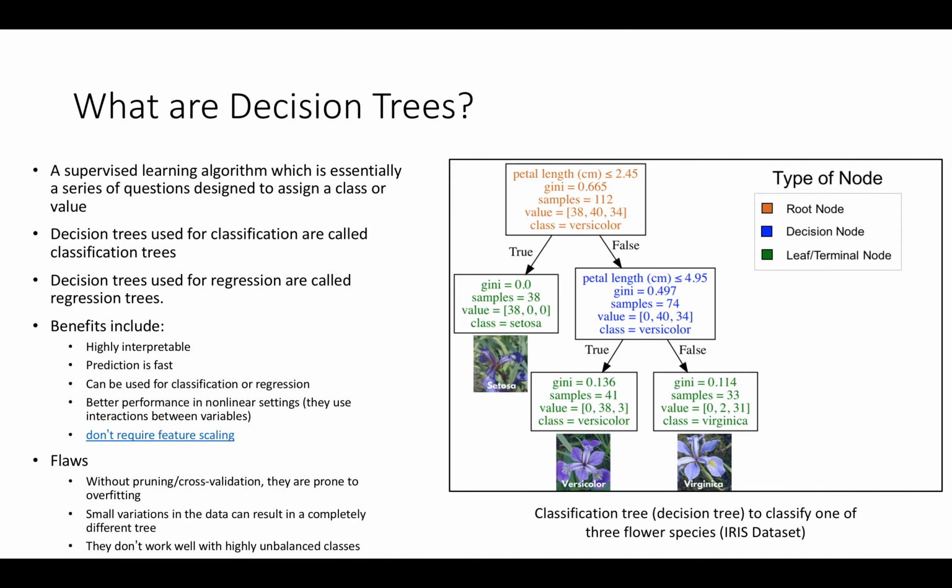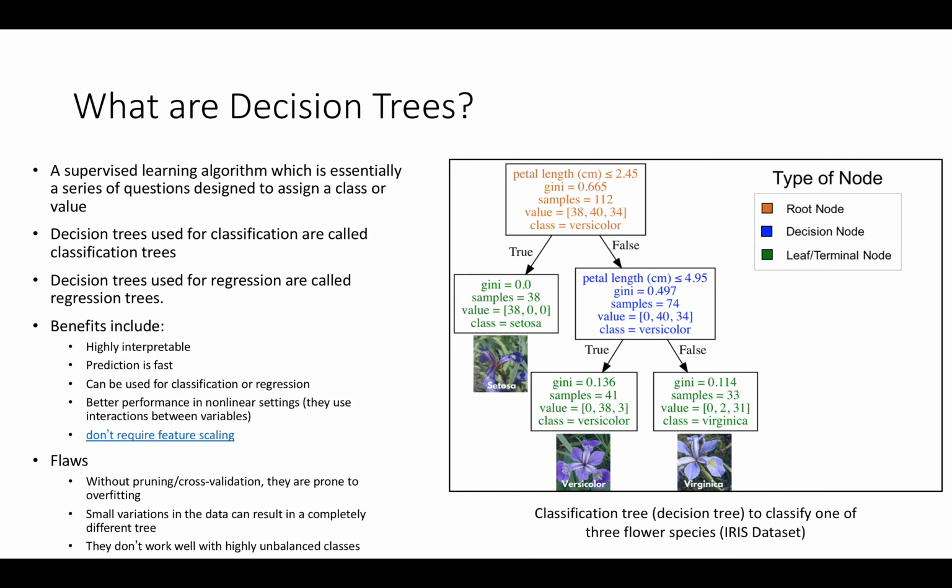As far as flaws, without pruning or cross-validation, they're prone to overfitting. Small variations in the data can result in completely different trees, and they don't work well with highly unbalanced classes. If you don't understand this benefits and flaws section, we'll go into more detail about what some of these terms mean, like cross-validation or unbalanced classes, etc.